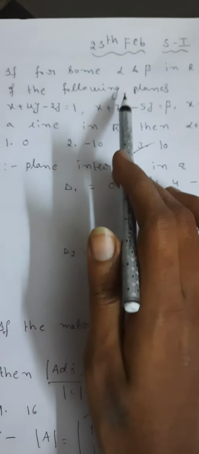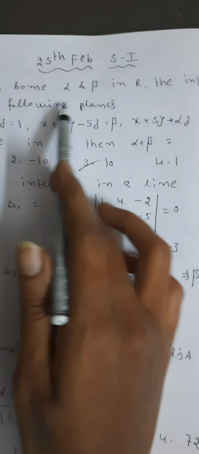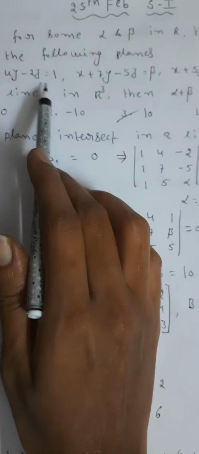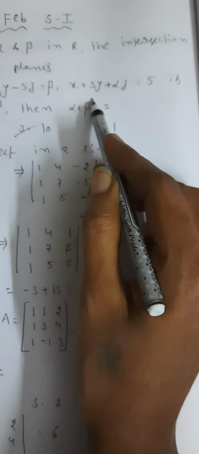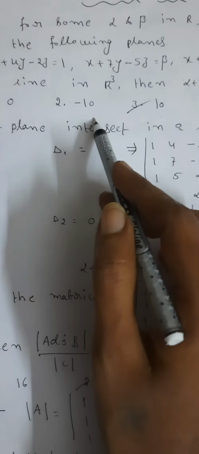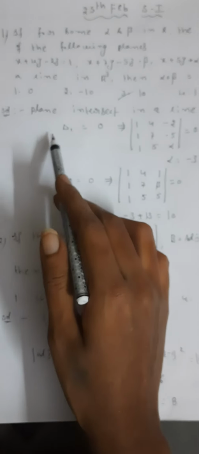Today we will discuss the 25th February first shift JEE Main questions. See here, first question. If for some alpha and beta in R, the intersection of the following planes x plus 4y minus 2z is equal to 1 and x plus 7y minus 5z is equal to beta and x plus 5y plus alpha z is equal to 5 is a line in R cube, then alpha plus beta value is asked. See the options. First option is 0, second option is minus 10, third option is 10 and fourth option is 1. See here, see the solution.